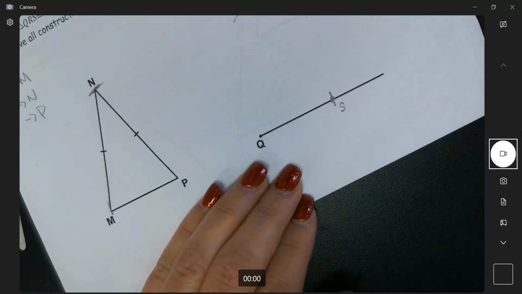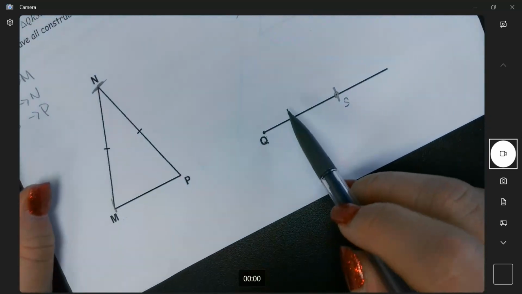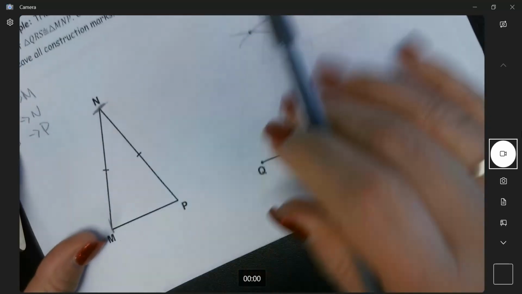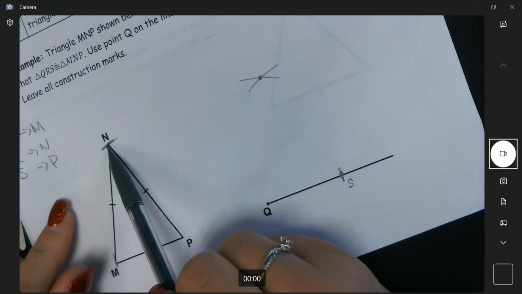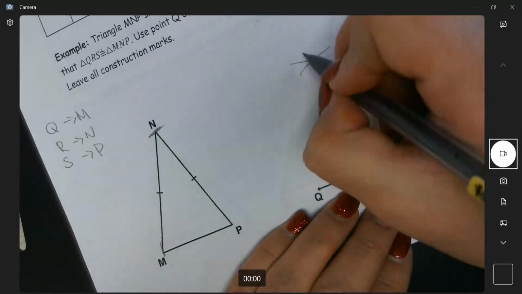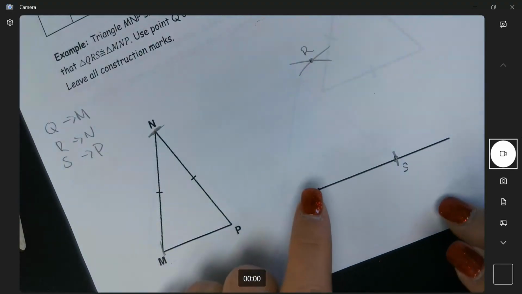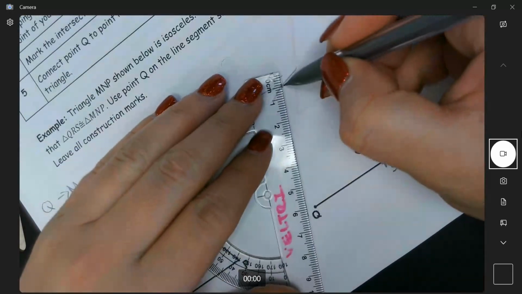We found the intersection point, so if we have QS, that means that if this is N up here, oh, sorry, didn't realize this was that. Okay. If this is N over here, N maps up to R, so this point should be R. And then now you can just connect Q and S to R. And then you have your isosceles triangle QRS. So here we go.